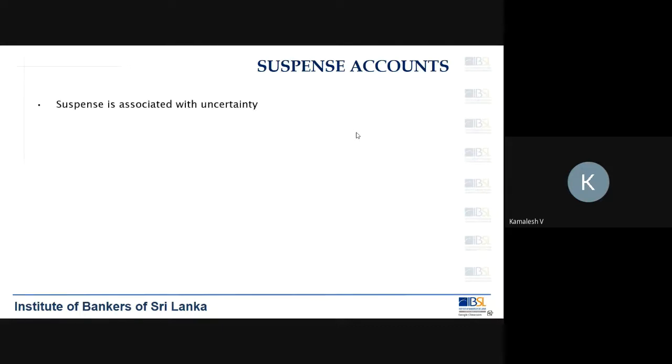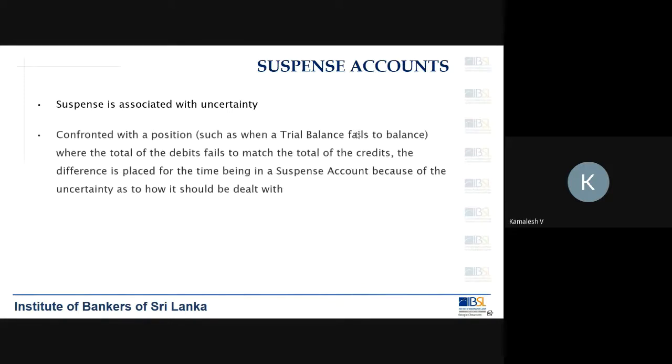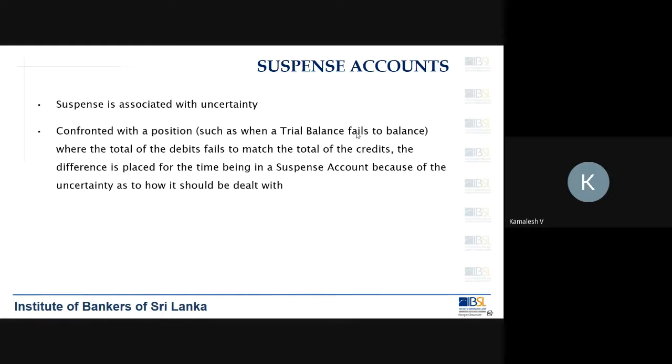So what do you mean by suspense? Suspense is associated with uncertainty. You are not sure whether there is a mistake or not. We don't know. So in order to discover that error, what you need to do is park the difference in a suspense account.